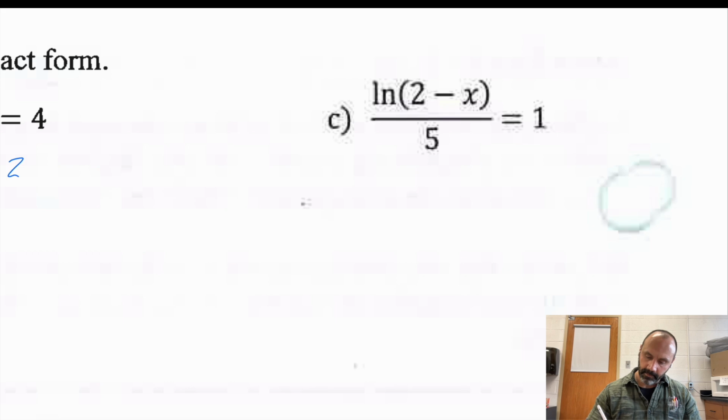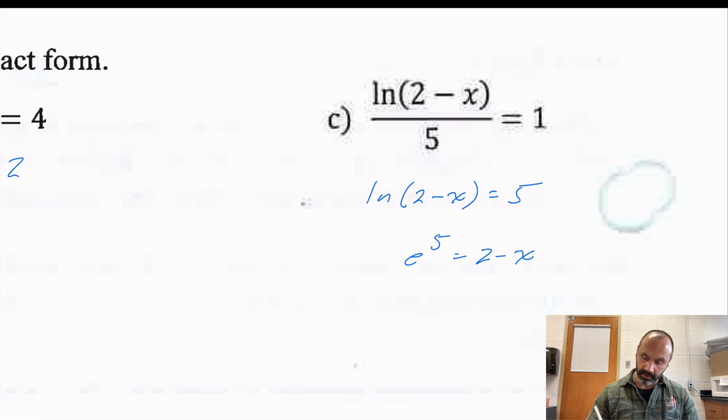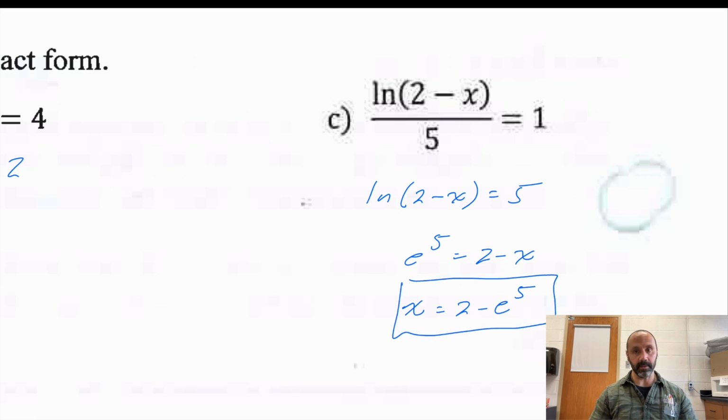Next one. All right, so multiply 5 to both sides, natural log of 2 minus x equals 5. So now e to the 5th power equals 2 minus x. Okay, so I can subtract 2 from both sides, but then I multiply everything by negative 1. So x equals 2 minus e to the 5th. And I can leave it that way. Don't have to simplify any more than that.